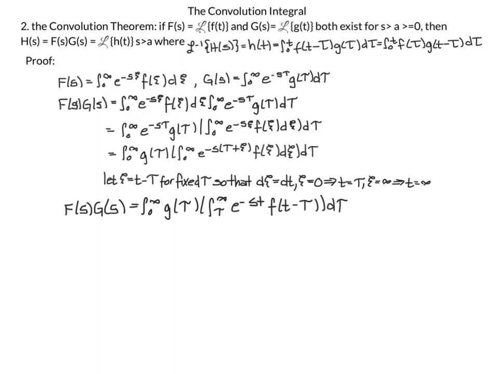The proof is based on the definition of the Laplace transform, which, if you recall, is just the integral from 0 to infinity of e to the minus s xi, here we're using the variable xi as the variable of integration, f of xi. And here I have capital G of s, integral from 0 to infinity of e to the minus s, and now our variable of integration is tau, g of tau, d tau. I multiply the two together.